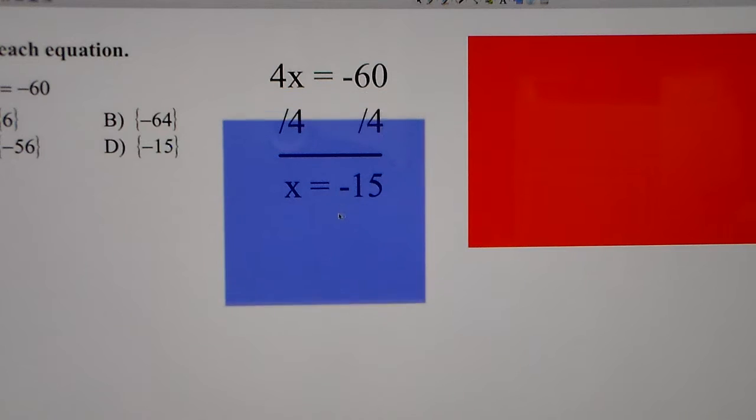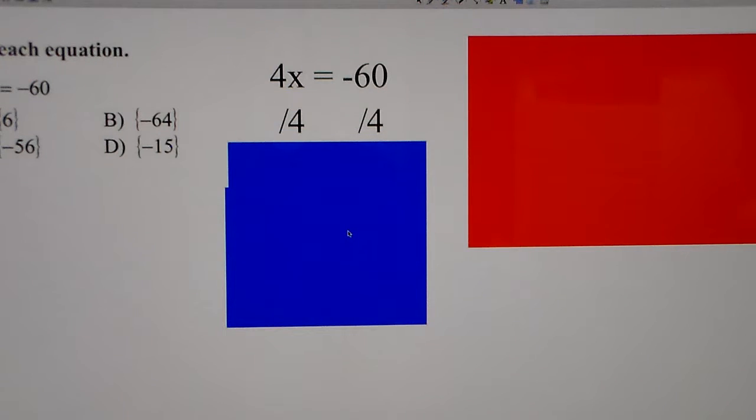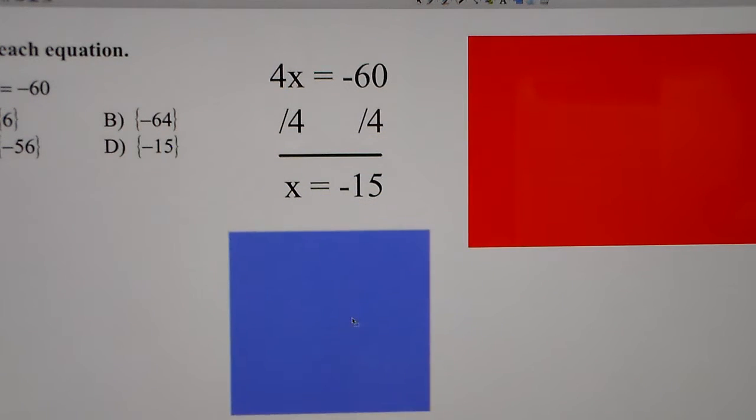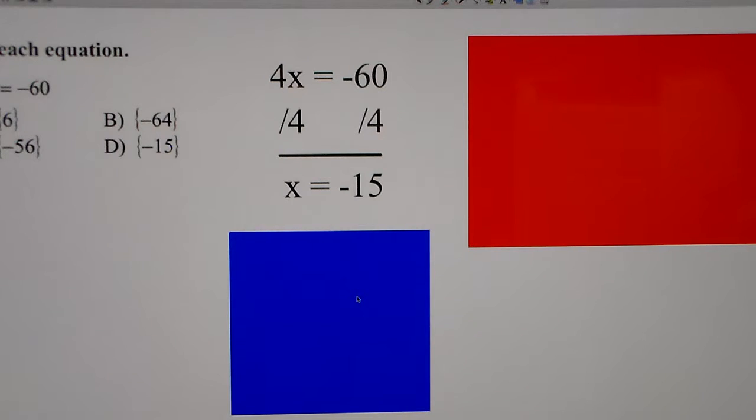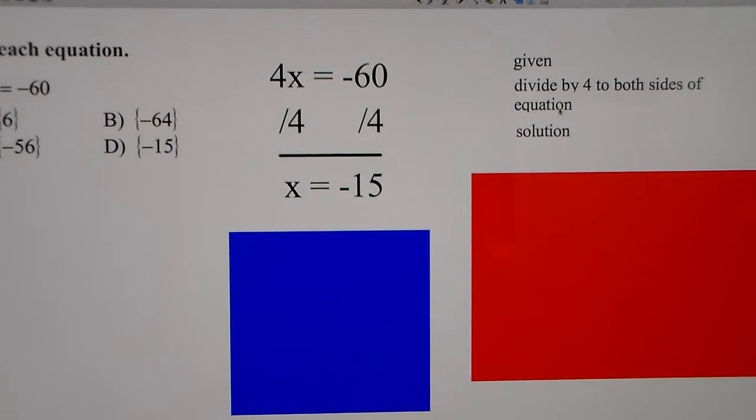Next up, we have 4x equals negative 60. So we divide by 4 to both sides, and we get x equals negative 15. And here's our steps on the sides. It's given, divide by 4 to both sides of the equation, and our solution.